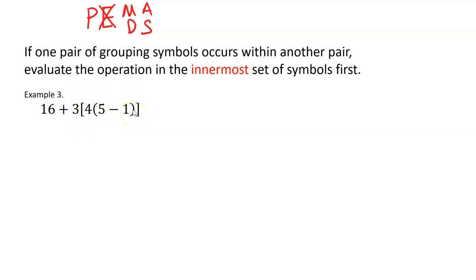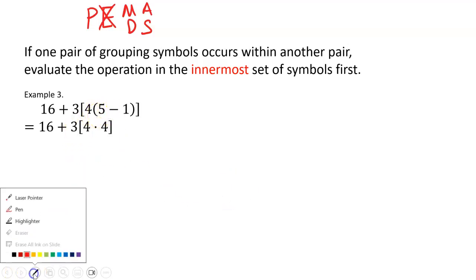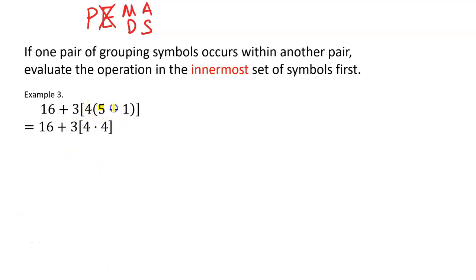So what's inside the brackets? We have to work it out. What's inside the brackets is 4 times the parentheses. If we need to do multiplication, 4 times what's in parentheses, we have to work out 5 minus 1 first. That's why we usually start from the innermost. So we start with 5 minus 1, the innermost parentheses, and we end up with 4.